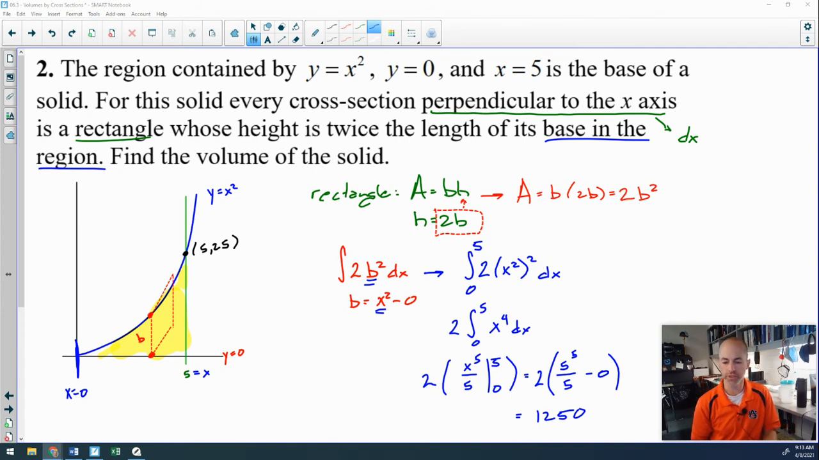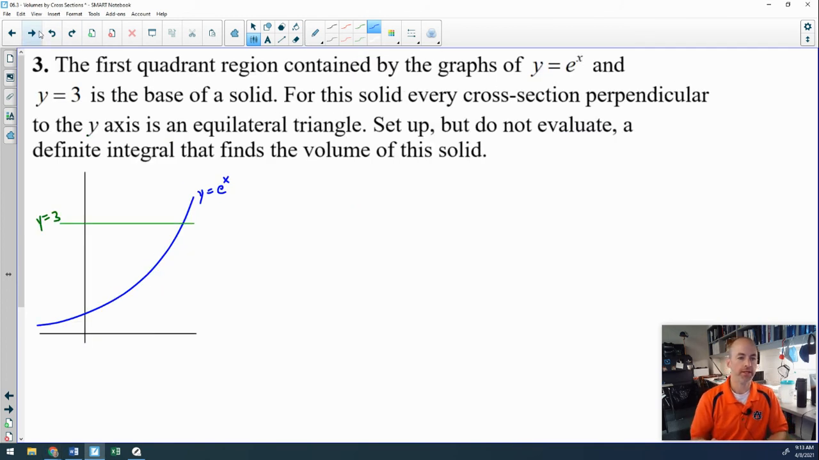And for this one, we should get 1250 for your final answer. So let's look at one more volume by known cross-section. Here we have the first quadrant region contained by e to the x, which I have drawn here, and y equals 3, which is that vertical line up here.